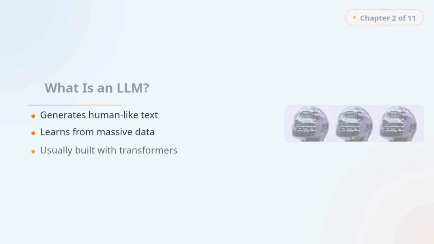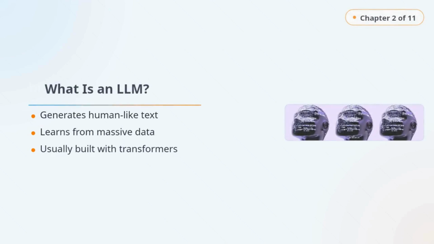An LLM is an AI system trained on huge amounts of text, so it can understand and generate language in a human-like way. Most modern LLMs use transformer-based neural networks. After training, they can answer questions, write content, summarize text, translate languages, and even hold conversations.